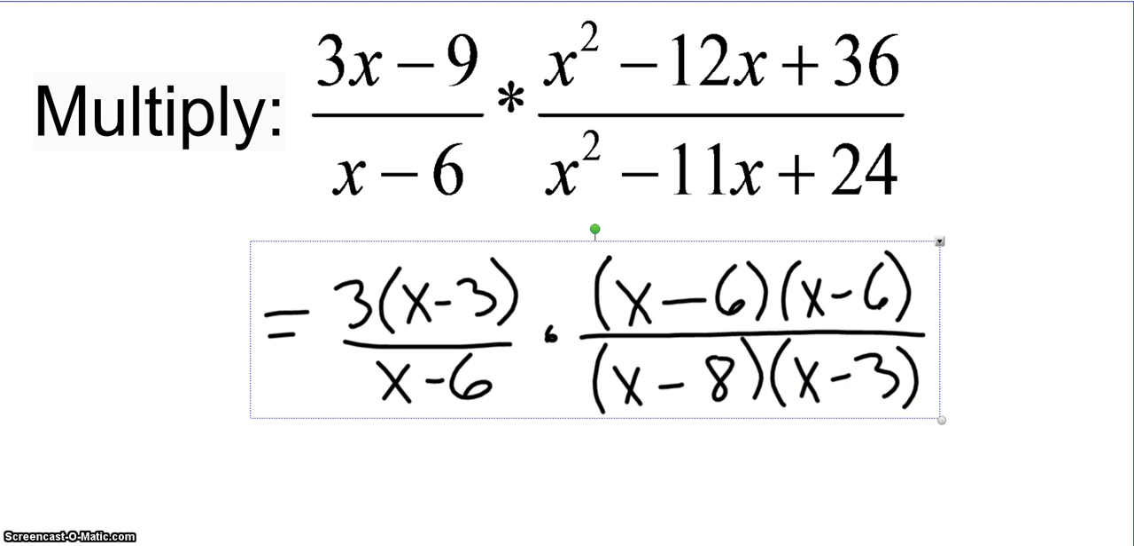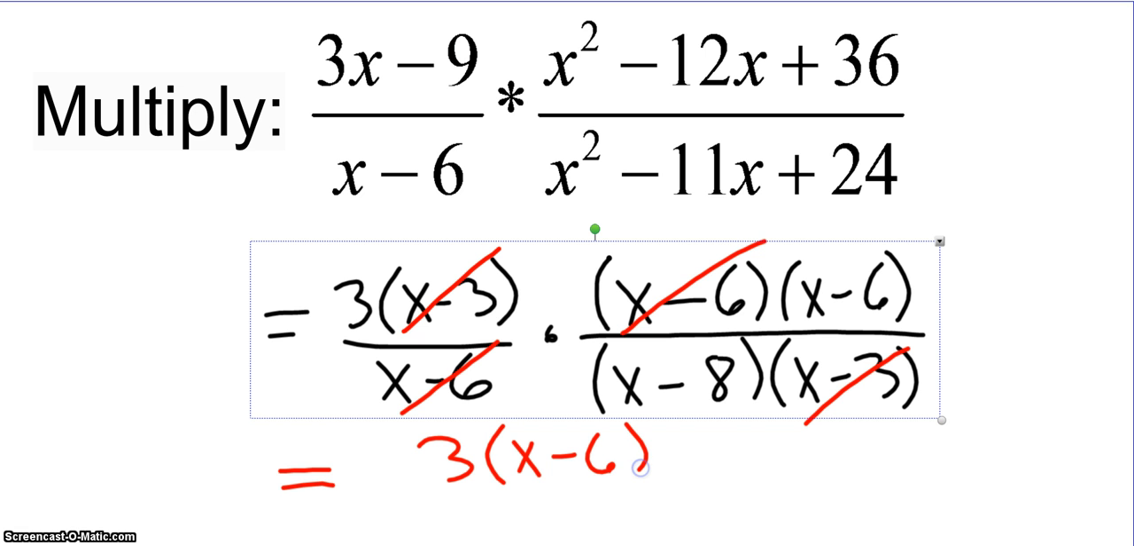Alright, so here we go. We're going to cancel some stuff off. X minus 3 cancels out x minus 3. X minus 6, x minus 6. That's it. Final answer: 3 parentheses x minus 6 divided by x minus 8. Alright, moving on.